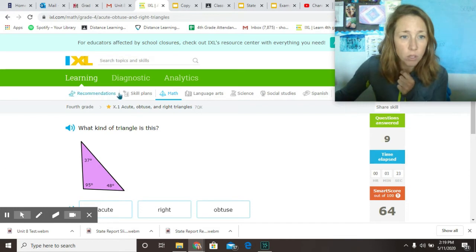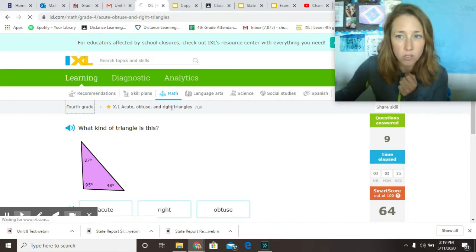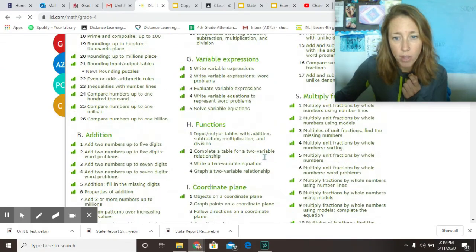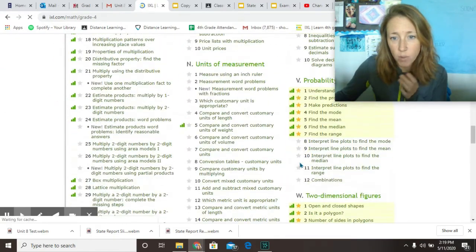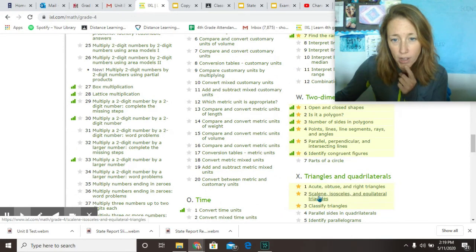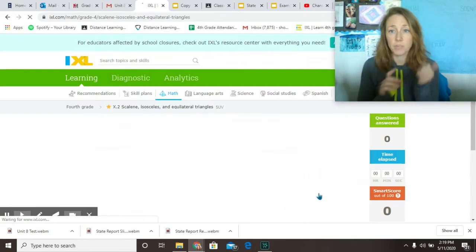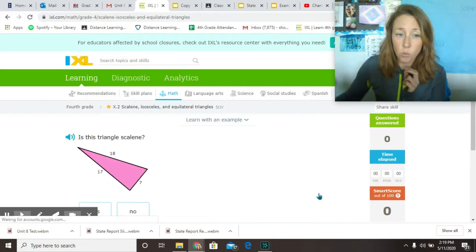So that's number one. Let's go to number two. Number two is the second way to classify triangles, and that is by their sides. And they are scalene, isosceles, and equilateral.